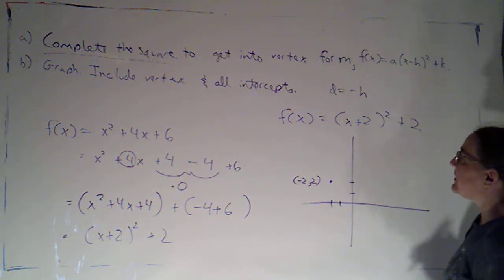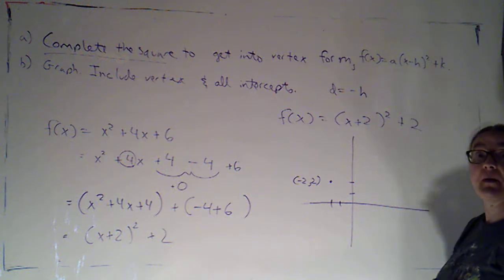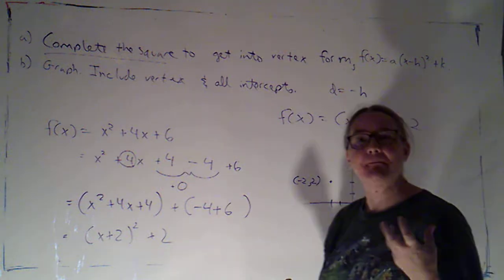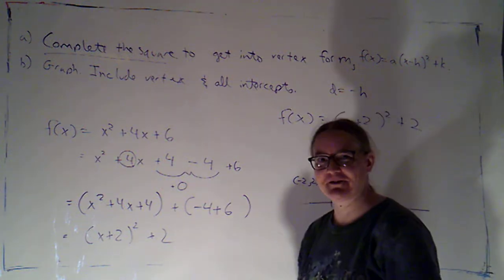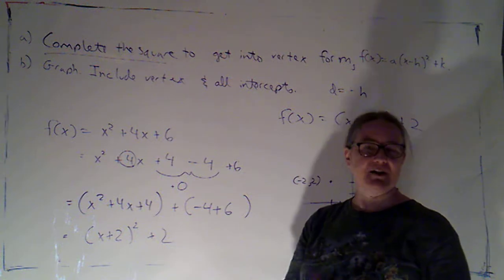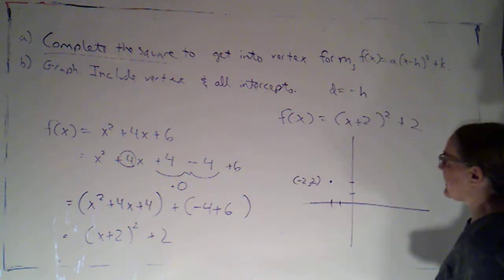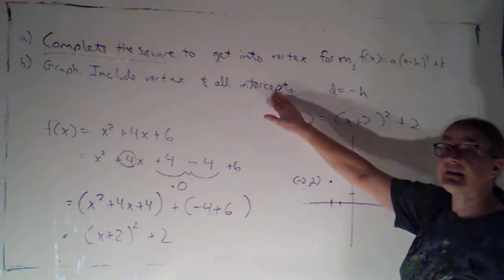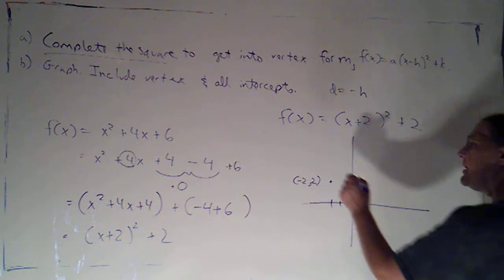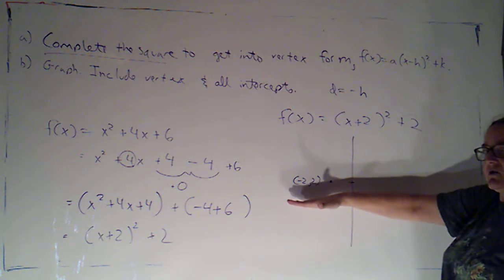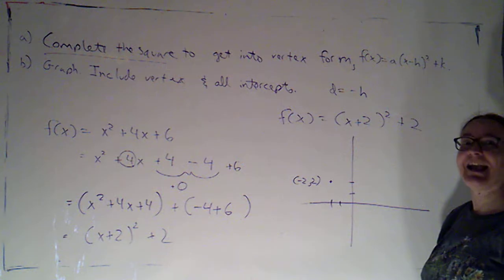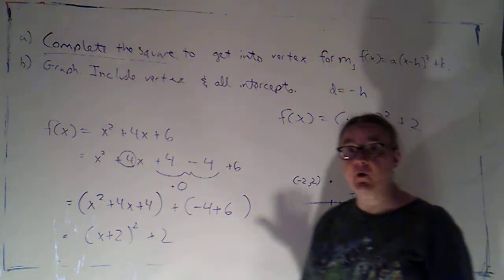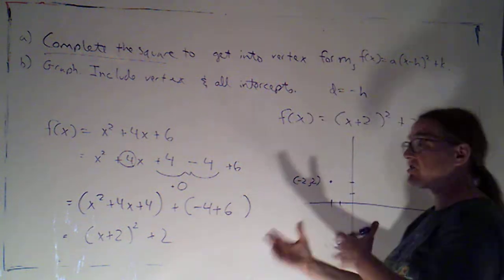Okay. Now, I can tell this one's going to open up because my a, the number that I'm multiplying by, is just 1, positive 1, so we're not doing a vertical flip. So it's like my parent parabola, which opens up. Okay, so I was asked to graph this, including the vertex, which I graphed, and the intercepts. If this opens up, I'm not going to bother trying to find the x-intercepts because there aren't going to be any. Okay. So I'm just going to find the y-intercept.